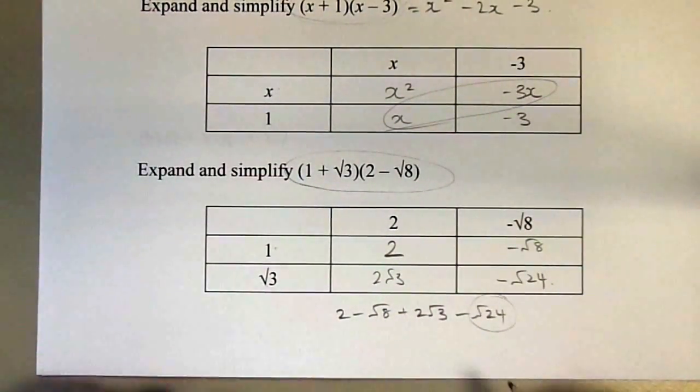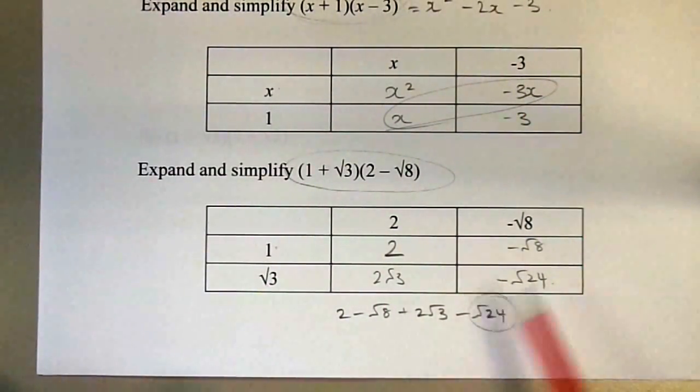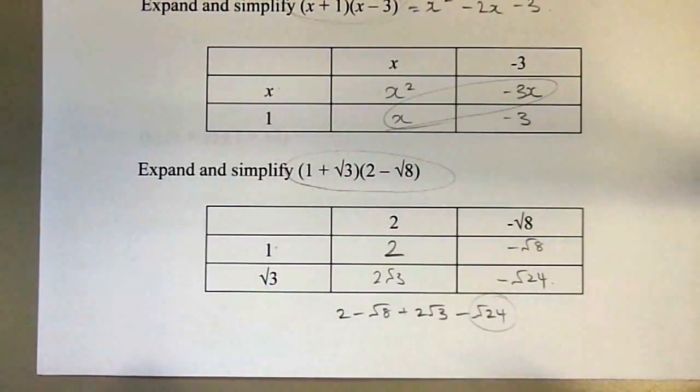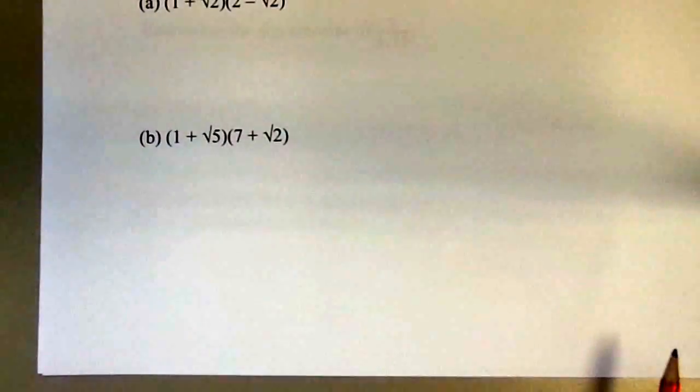That bit can be simplified a bit further. Sometimes, like this one, you'll find that you might have the same surd, so you can collect two terms together. We'll see some of those later on. Okay, do you want to pause the video and try and do these ones for yourself?